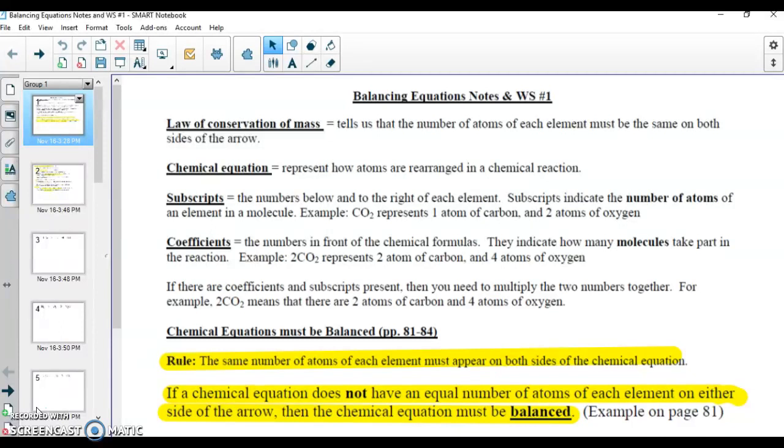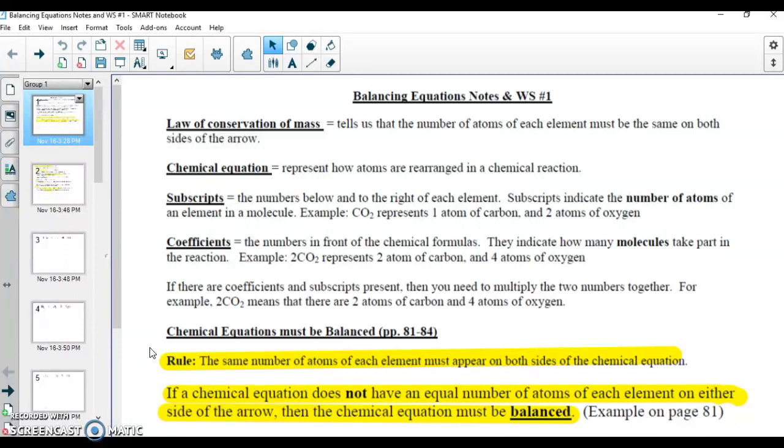So we're going to be applying the counting of the atoms that we did on Monday using subscripts and coefficients, chemical equations, and the law of conservation of mass, putting it all together. The rule for this on the worksheet, and I have the notes all written for you, so all you got to do is follow along, is that the same number of atoms of each element have got to appear on both sides of the chemical equation.